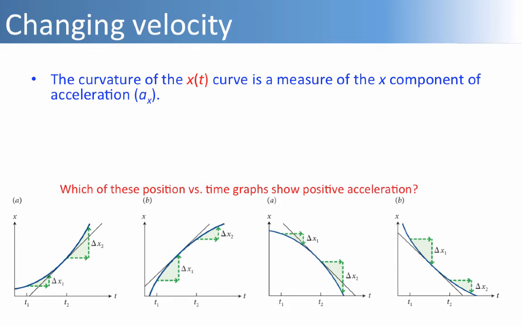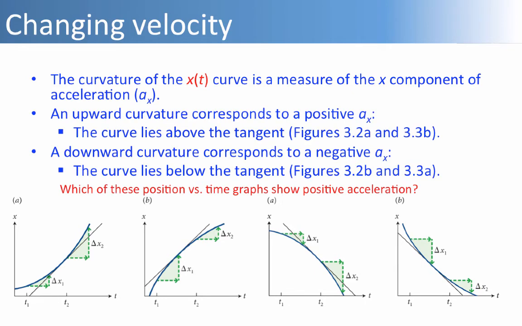But the curvature tells us about acceleration. An upward curvature tells us that there's a positive acceleration. One way of thinking about that is that the curve lies above the tangent line. This is an upward curvature and a positive acceleration. This is a downward curvature and a negative acceleration. This one here is downward curvature, negative acceleration, upward curvature, and positive acceleration. Useful tools for interpreting position versus time graphs and knowing if your answers to the questions we are trying to find answers to are correct.